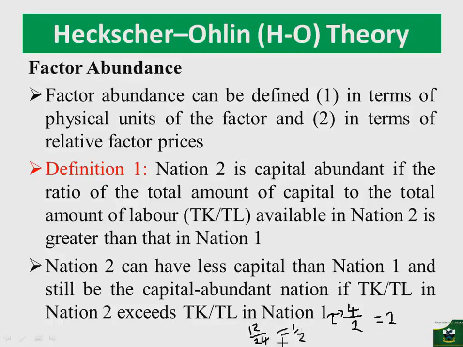where we now get 1/2, half. So we see that nation 1 has more capital and more labor, but a smaller capital labor ratio. Whereas nation 2 has fewer units of capital and fewer units of labor, but a higher capital labor ratio, meaning nation 2 is capital abundant, while nation 1 will be labor abundant.